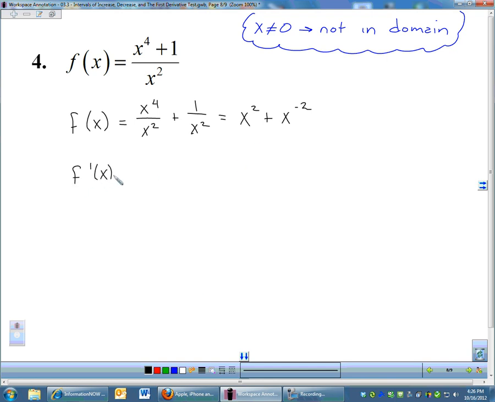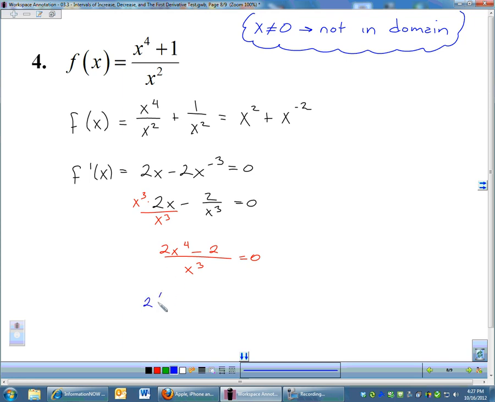So f prime of x is going to be 2x minus 2x to the -3, right? Then we'll set that equal to 0, and we need to solve that equation. So that's 2x minus 2 over x cubed. How would you solve that? I think I'm going to get a common denominator on the left side. I'm going to multiply by x cubed over x cubed, on top and bottom. That would give me 2x to the 4th minus 2, all over x cubed.